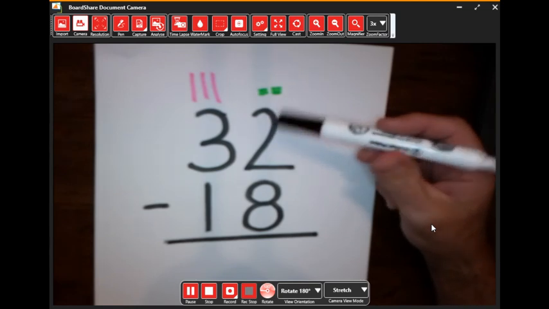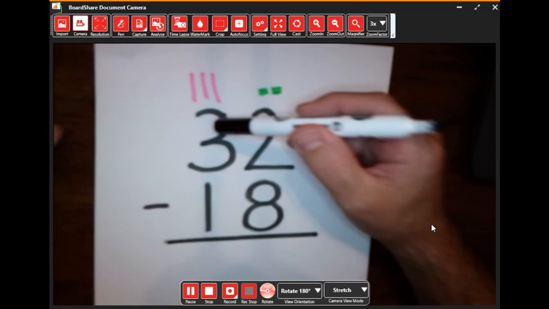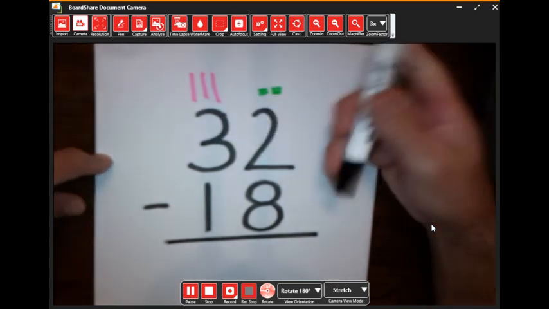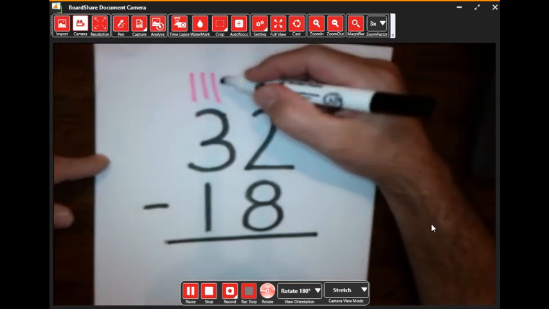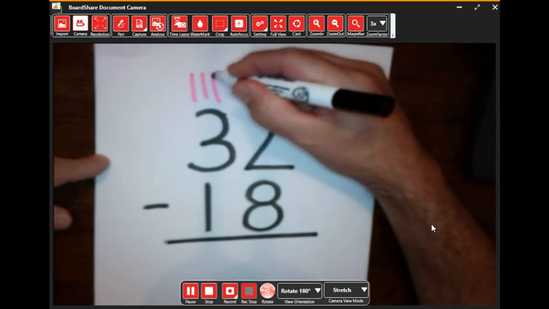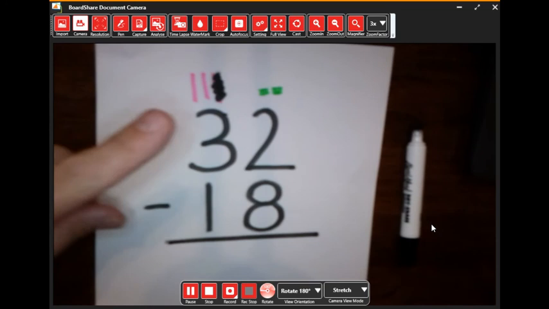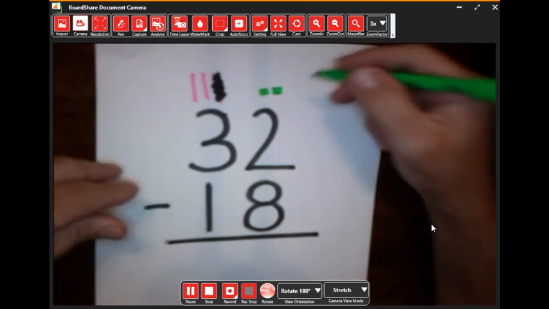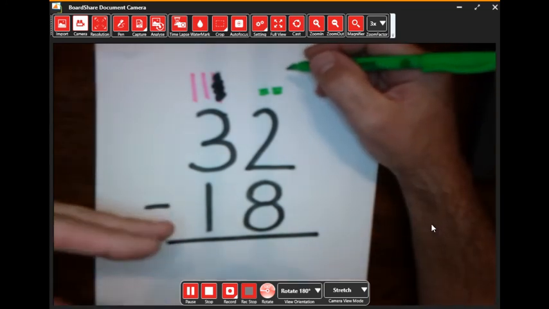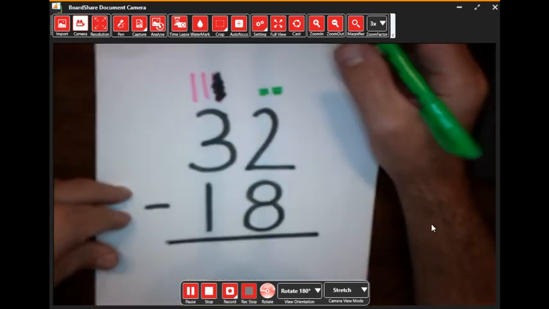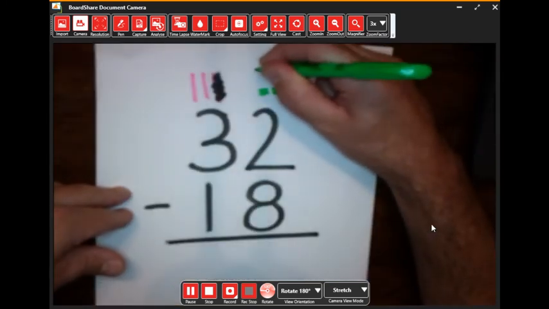So here's what I'm going to do. I'm going to come over to my next door neighbor, the tens, and I'm going to say, hey, Mr. 10, could I please borrow one of these? I'm just going to cross this out just so you know that's not there. Now remember, I borrowed 10, but it's coming over to the ones column, so I can't put my tens or my sticks in a ones column. So I'm going to have to draw my 10 squares. So let's go ahead and do that.